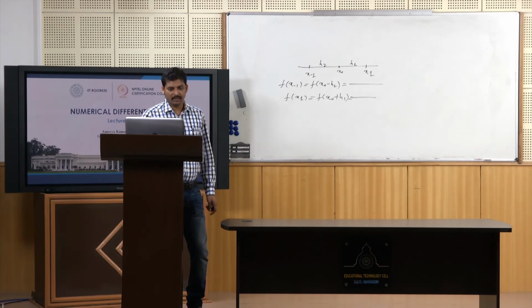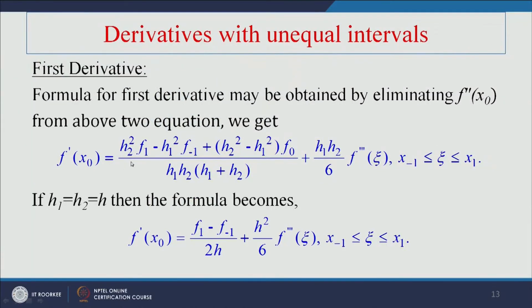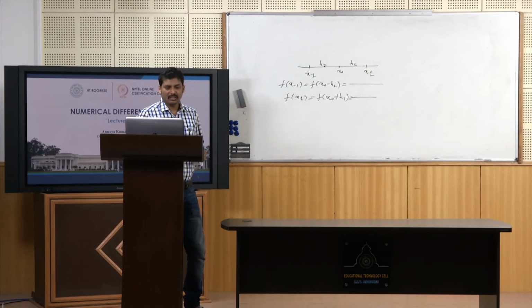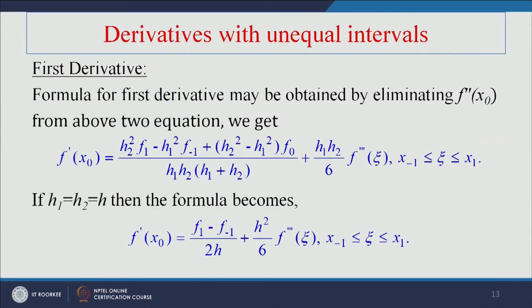So this first order derivative at x0 for f can be written as h2 square f1 minus h1 square f of minus 1 plus h2 square minus h1 square whole into f0, divided by h1 h2 into h1 plus h2, plus h1 h2 by 6 f triple dash of zeta, where zeta lies between x of minus 1 and x1, since this is a central difference formula. And suppose h1 equals h2, both spacings are equal, then your formula can be rewritten as f dash of x0 equals f1 minus f of minus 1 by 2h.